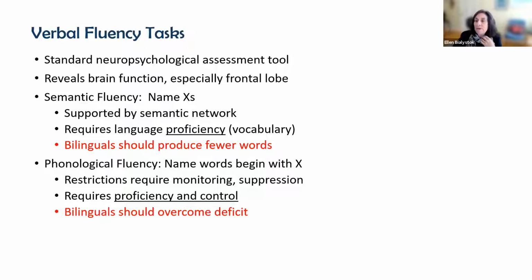The other form of the test is phonological fluency. And in this form, you have to produce all the words that begin with a particular letter, all the words that you can think of that start with F or M or S. Now, that isn't how your lexical knowledge is represented. So this version tests both vocabulary and cognitive control. Now, cognitive control or executive control is one of the things we believe bilinguals are better at. So bilinguals should overcome their deficit on phonological fluency tasks.